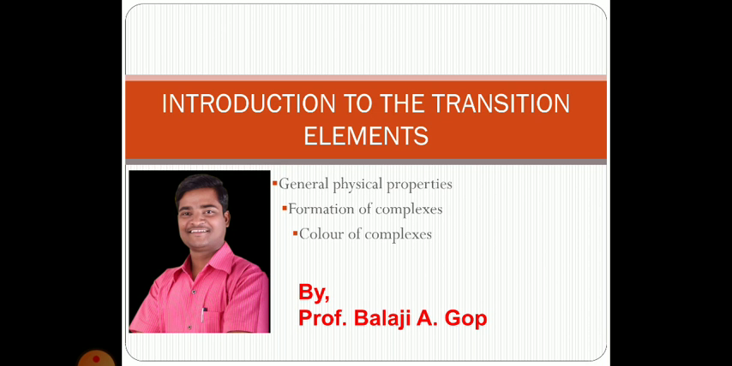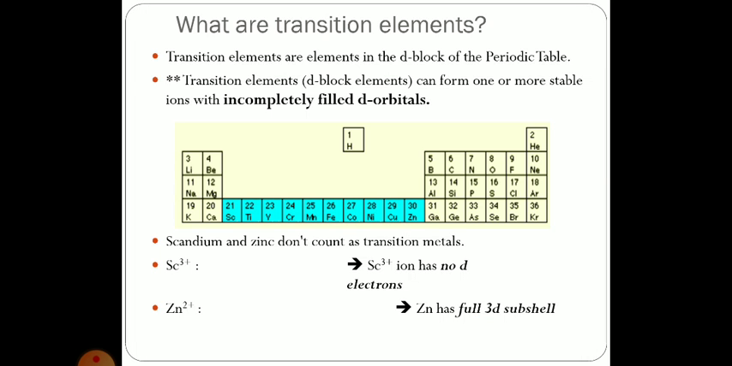Now students, all of you know about the periodic table. Among all the elements in the periodic table, there are two sections, D block and F block elements. Those elements we can also call transition and inner transition elements. In this chapter we are going to start with the general introduction and their physical properties, formation of complexes, color of the complexes, and many more different points which we will cover in today's lecture. So let us start this chapter.